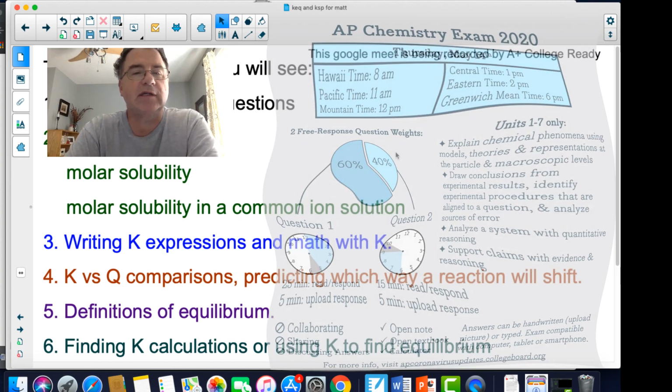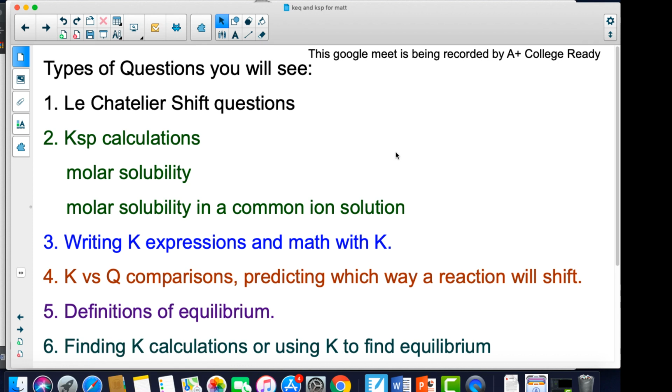With that said, let's go ahead and get to what kinds of questions will you see. The first type of question you're going to see is the Le Chatelier shift questions. So given an equation, if you do something to one side, what effect will it have? Will it shift towards products, or will it shift towards reactants, or will it have absolutely nothing to do with it at all?